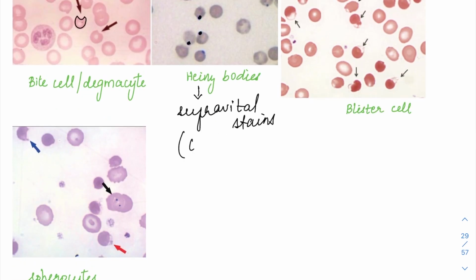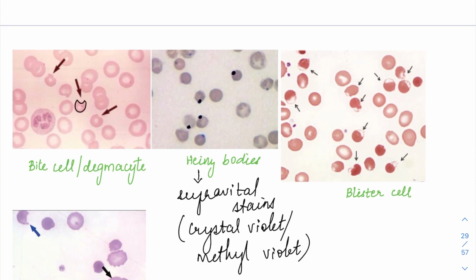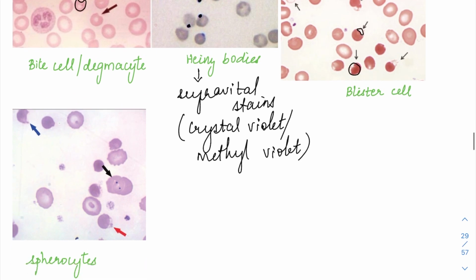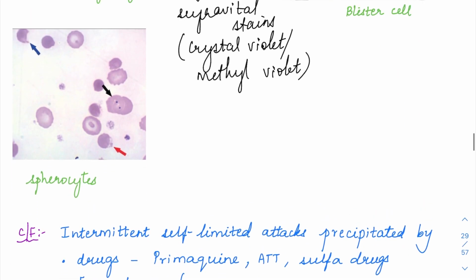So even in that, it is usually better stained with crystal violet and methyl violet rather than new methylene blue or brilliant cresyl blue. Okay, so these are the blister cells here. If you see, there is some white appearance at the end of this membrane, but still it is going to be covered by the membrane. So an intact cell membrane is there, but some whitish part is there. It is looking like a blister. So these are the blister cells in G6PD.